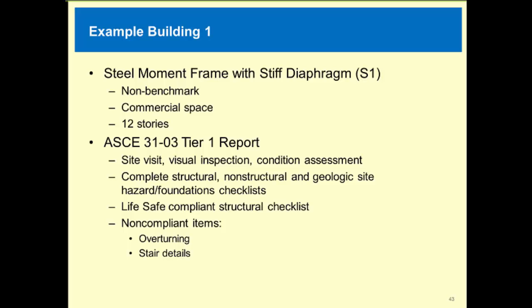And specific to the structural checklist, all life-safe items are compliant. And then, to simplify it, we have a couple non-compliant items. For the geologic site hazard, we have a non-compliant overturning item, and for the non-structural, we have stair details that are non-compliant. So we'll go into what it means that those are non-compliant. What are the implications of that in our rating?